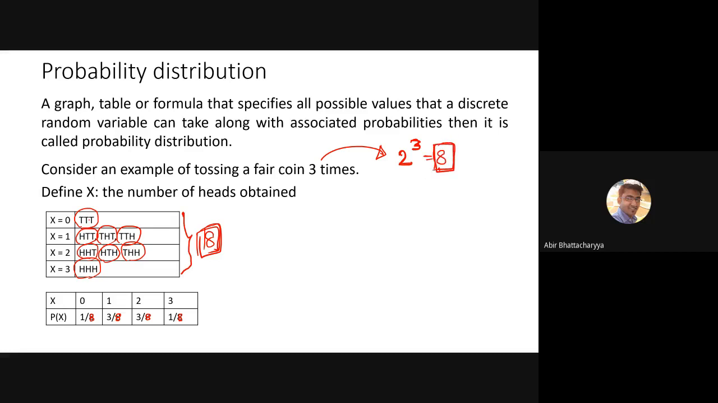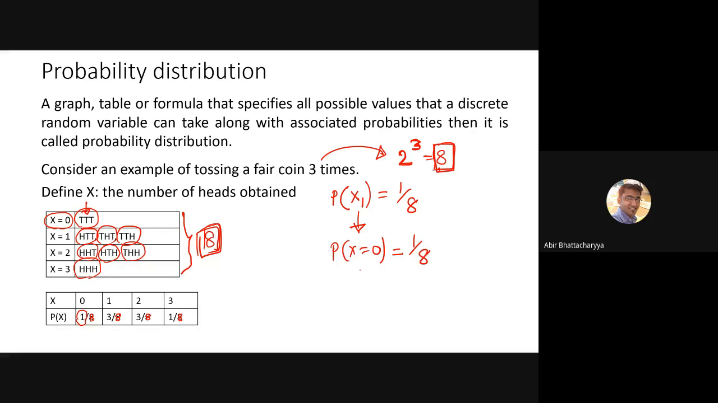And the favorable outcomes when x equals 0: we have only one scenario. That means 1 by 8. So the probability becomes 1 by 8. Now if I ask you, what is the probability that no head occurs in this scenario? You can say the probability of x1 is equal to 1 by 8. What is x1? It means no head occurs. Or you may say the probability of x equals 0 equals 1 by 8.